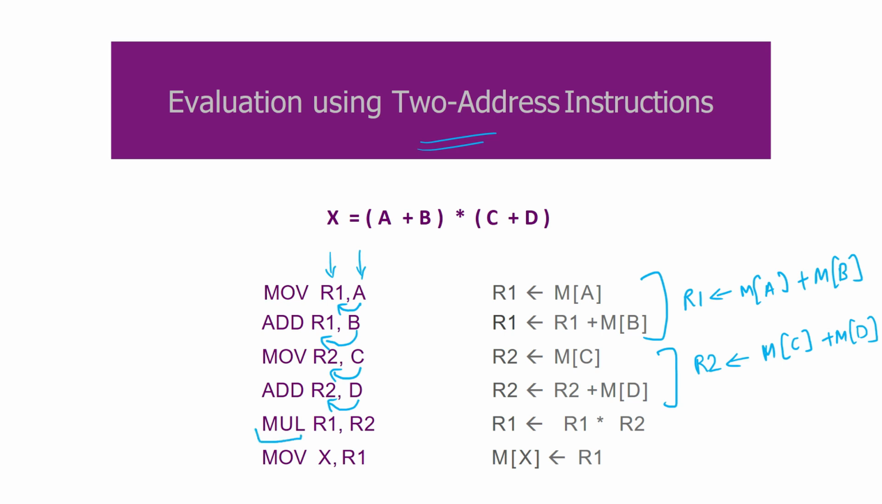Now when we want to multiply R1 and R2, the result is saved in R1. So this means the multiplication is done and the result is saved into R1 itself. Then we move the final value of R1 into M of X. At location X we send R1. So our purpose is solved.